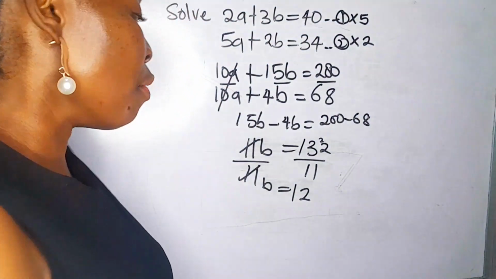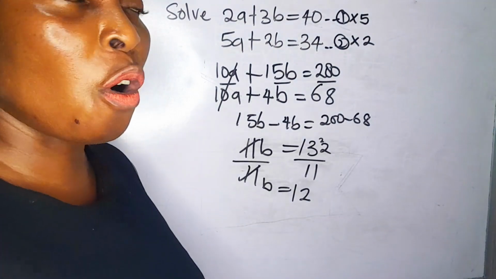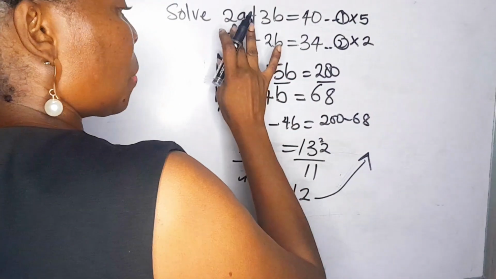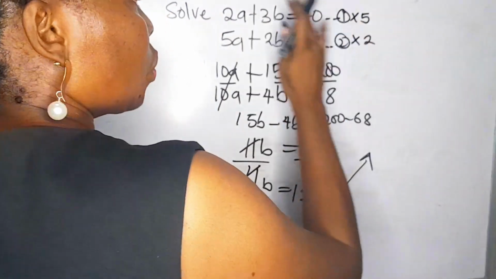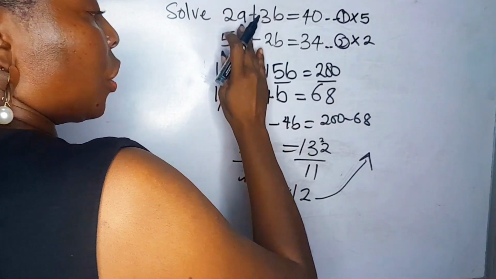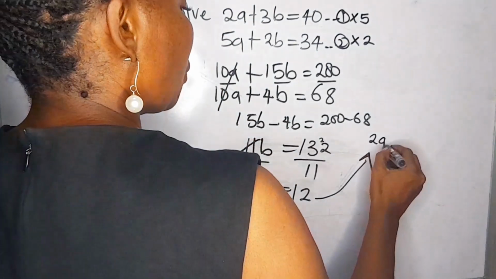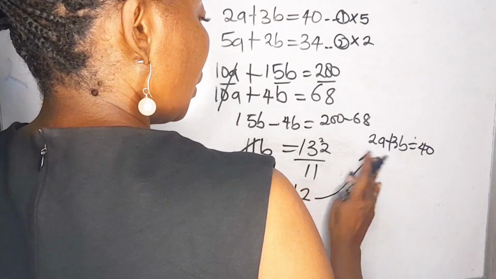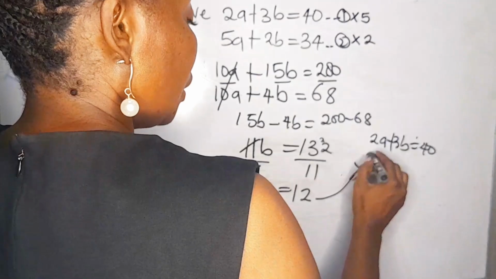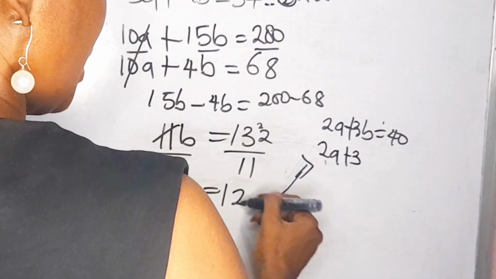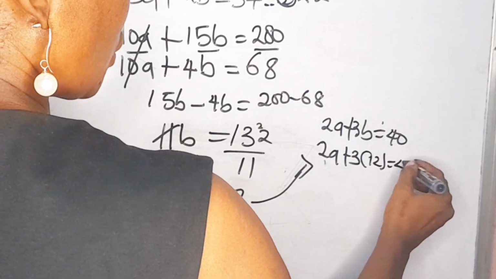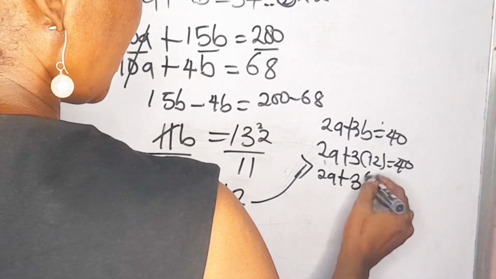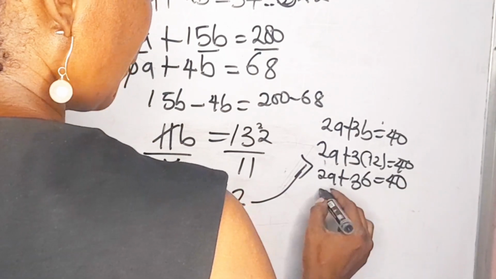So now, having gotten B, we have to look for the value of A. Now I'm going to bring that here. To get A, we will substitute B into any of the equations. So I'm going to take equation 1. So equation 1 is 2A plus 3B is equal to 40. So this will give me 2A plus 3B, B is equal to 12, is equal to 40. So 2A, 3 times 12 will give us 36, is equal to 40.